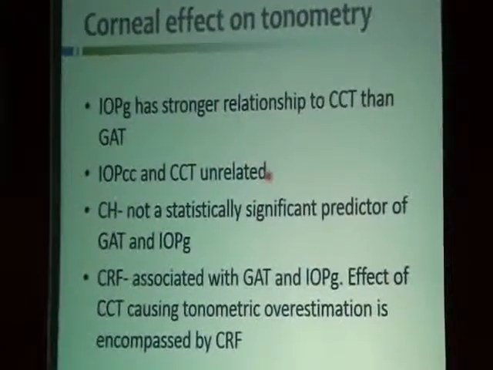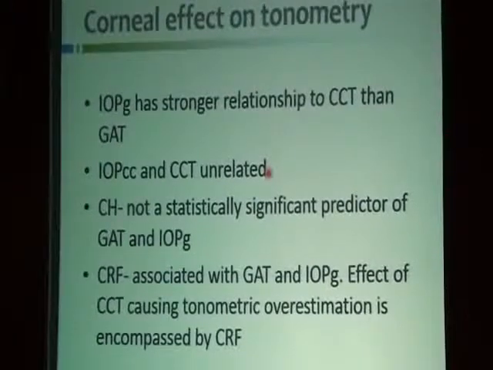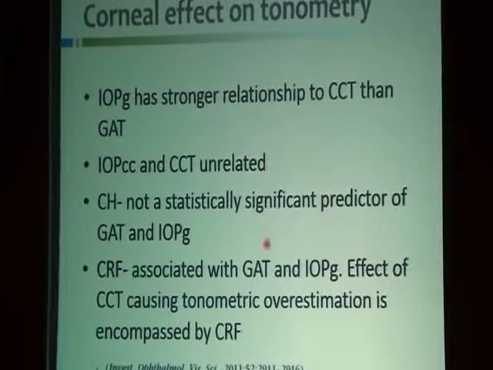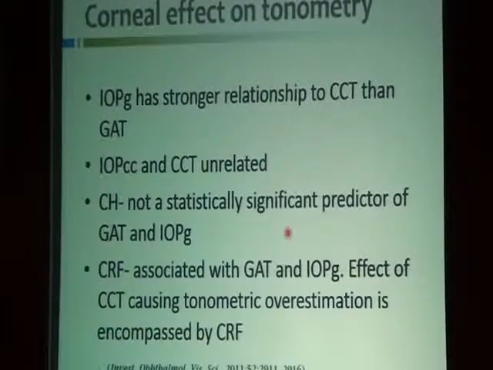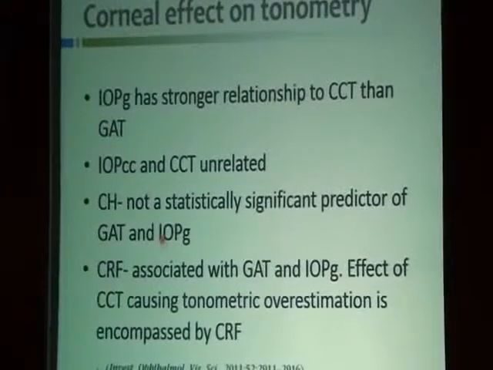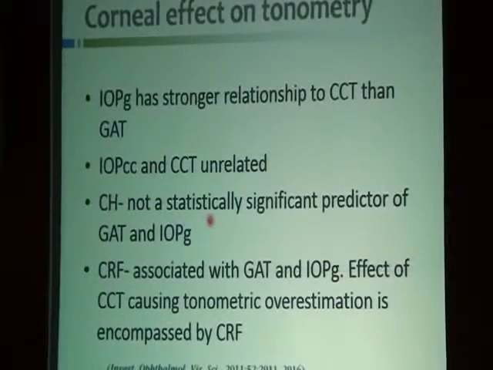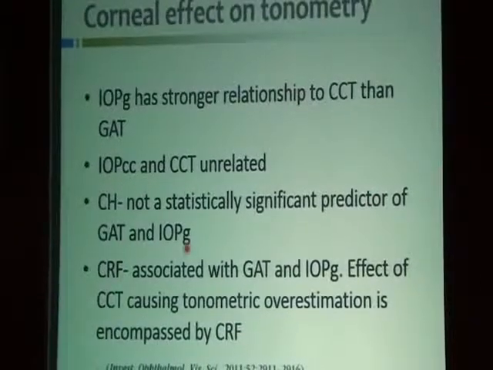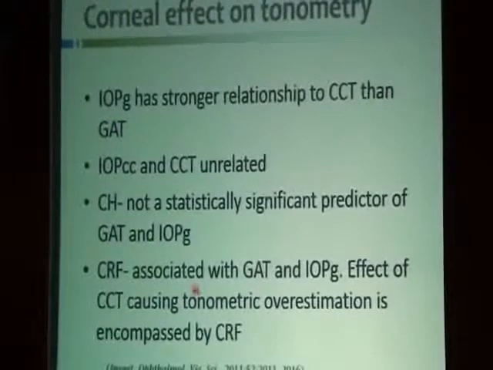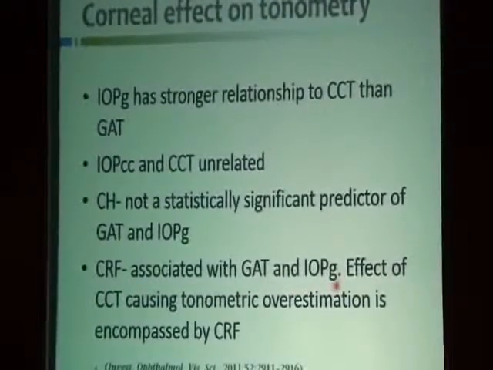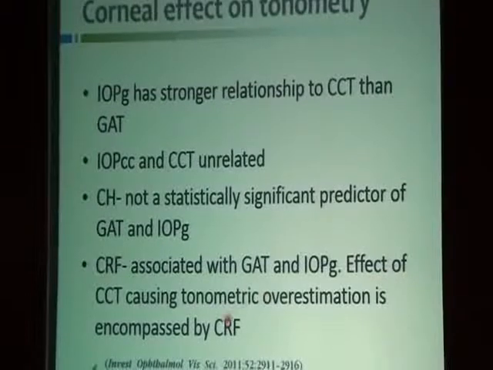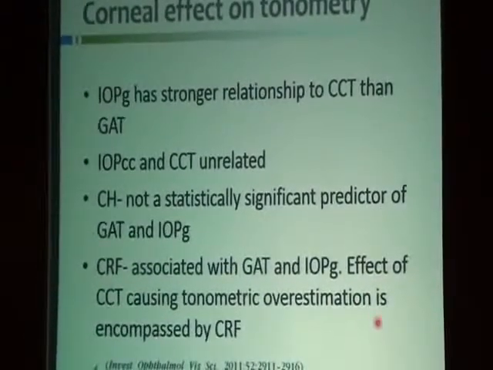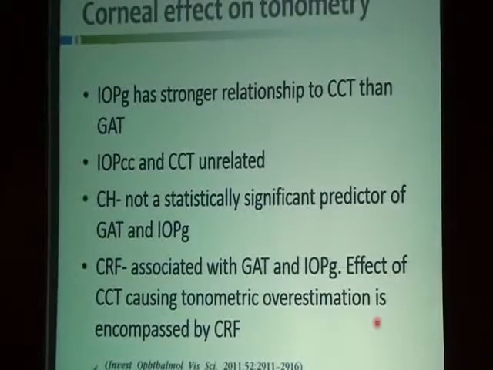And the IOPcc and the CCT are unrelated. That is because of how the machine calculates it; it takes into consideration the CCT. That's why they are unrelated. The corneal hysteresis is not a predictive factor in deciding the GAT and the IOPg. And the CRF is the one which is associated with GAT and the IOPg. So the effect of CCT causing tonometric overestimation is encompassed by the CRF. It is related to the CRF, that is the overall corneal rigidity.